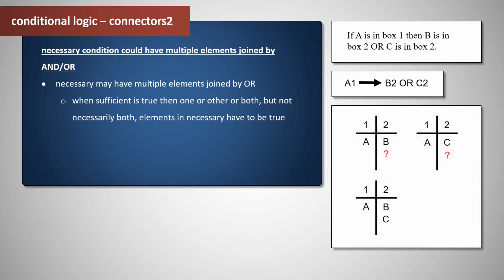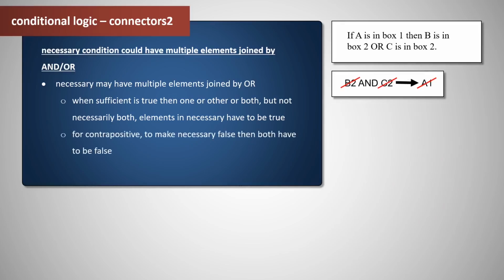So you can have a situation where A is in 1, B is in 2, A is in 1, C is in 2. You don't know where the other one is. And you have a situation where A is 1 and B and C are both in 2. Okay? Can you have a situation where A is in 1 and B and C are in 1? Well, no. That's the thing that's ruled out, because it tells you if A is in 1, B or C have to be in 2. So you don't have to have both in 2, but at least one of them has to be in 2. So that means they're both in 1. There's a problem. Now for the contrapositive, to make the necessary false, then both of them have to be false.